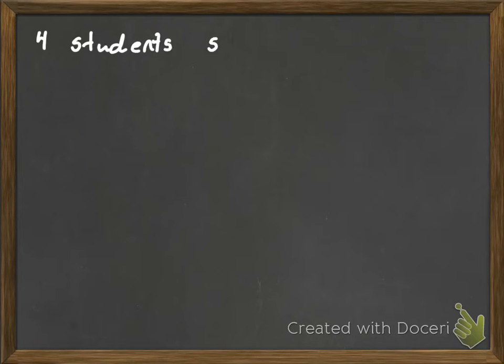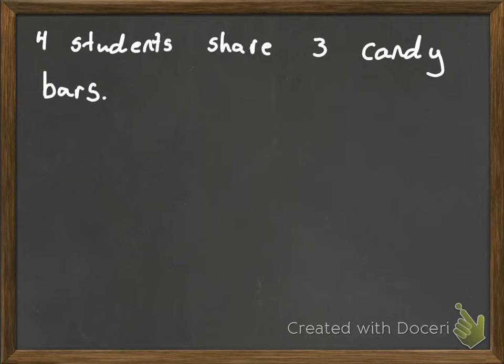What about 4 students share 3 candy bars? Now the problem with this is there's only 3 candy bars. We cannot give all the students 1 candy bar. So we're going to have to divide those candy bars up. 3 candy bars divided amongst 4 kids. Well, they're not going to get a whole candy bar. They're going to get smaller than a whole, which would be a fraction.